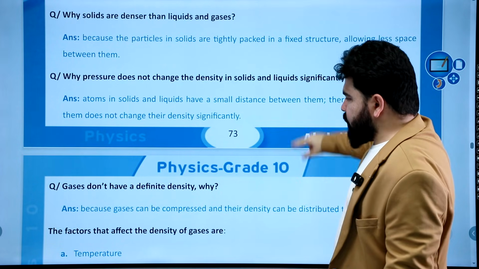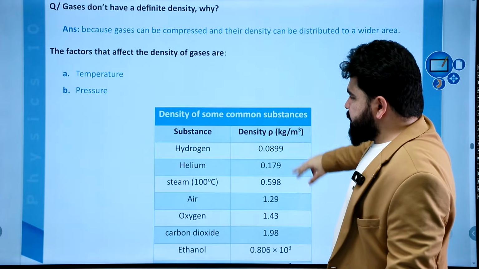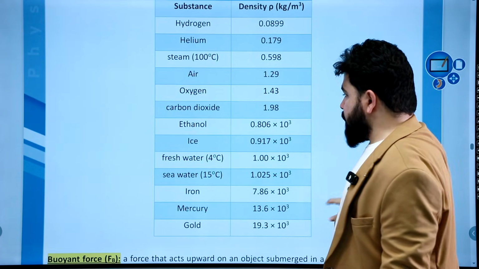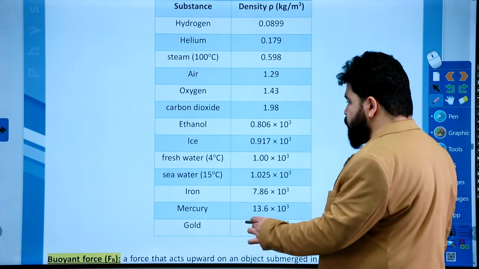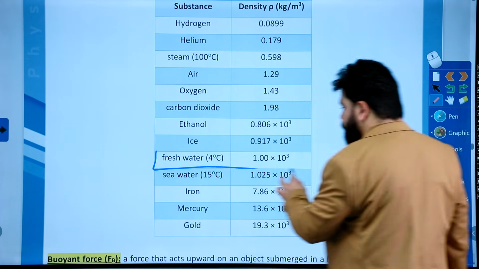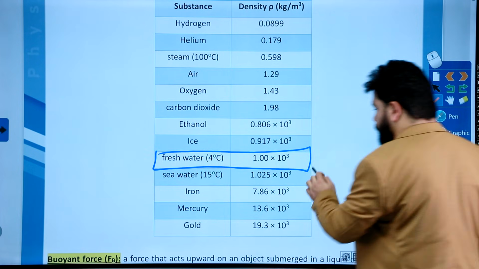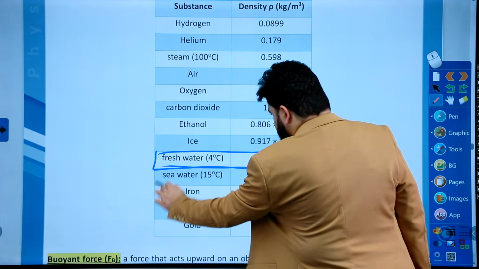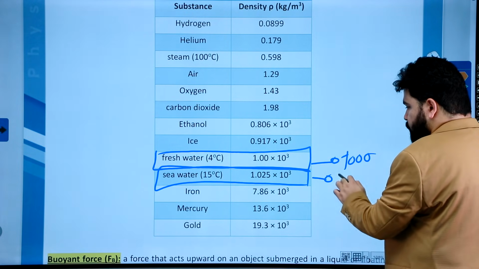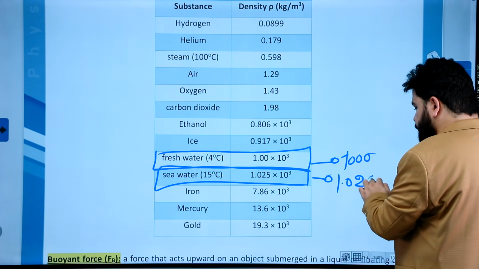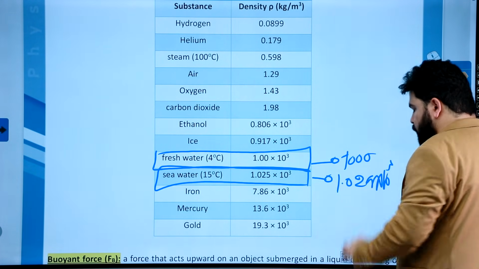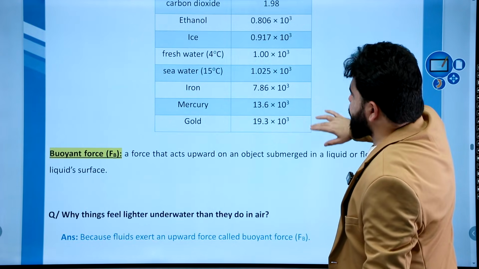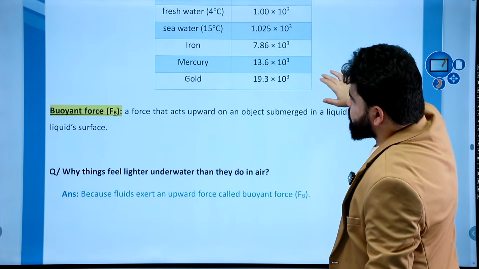These are some questions. You can have a look at them. And these are some densities of common materials. Something we are going to use a lot is fresh water, which is 1 times 10 to the power of 3, or 1000. And seawater, which is 1.025 times 10 to the power of 3, or 1025.